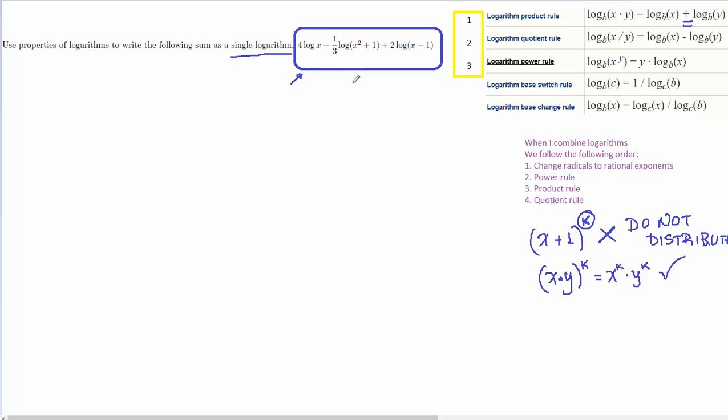Let's focus now on our expression. So we will start again with the power rule, and we will use the power rule for each one of the terms. And I have here one term, two terms, and three terms. And I will use the power rule in order to rewrite those terms as logarithms of powers.